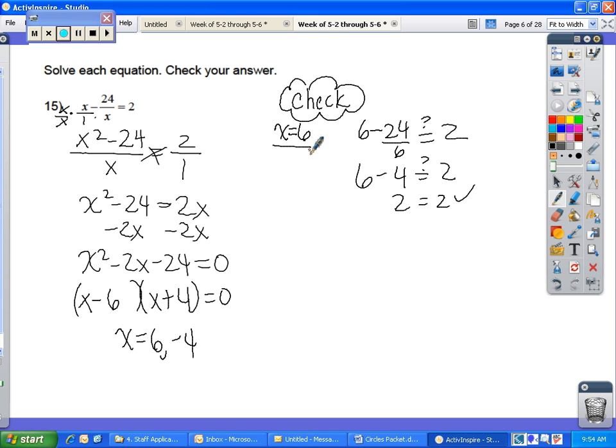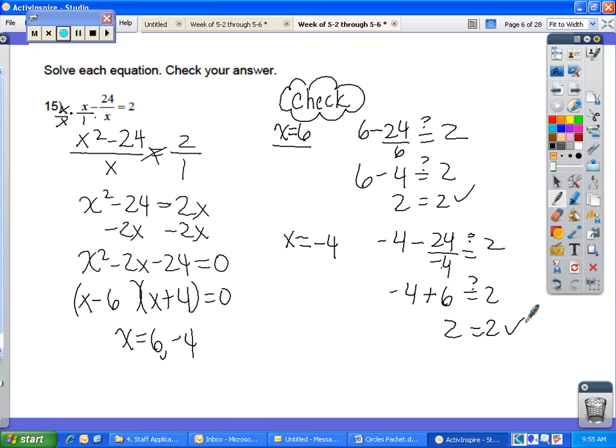Now what about when x equals negative 4? Let's see if that works. Negative 4 minus 24 over negative 4, is that equal to 2? Negative 24 divided by negative 4 is positive 6. Is negative 4 plus 6 equal to 2? Yes, it is. So therefore, I know that both of these are my solutions.